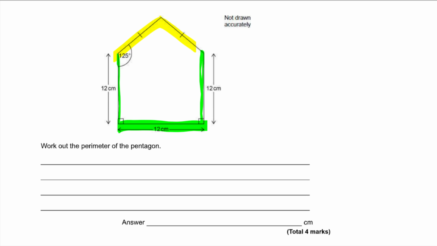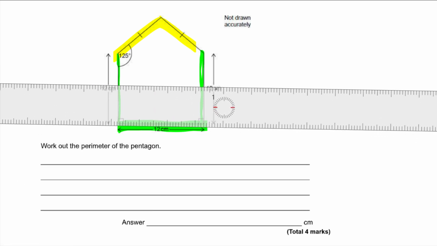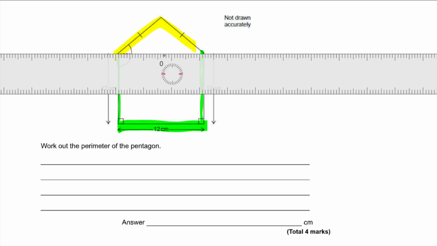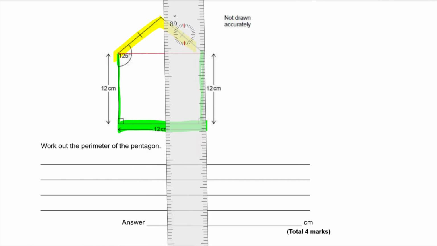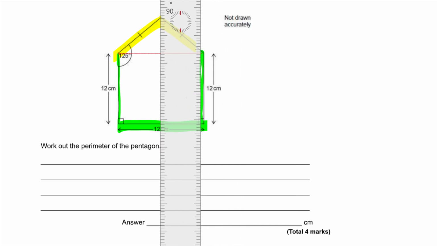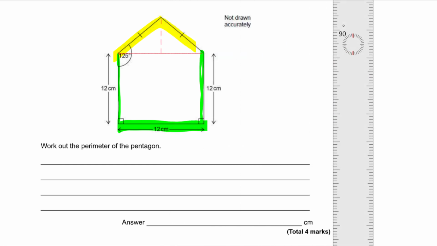And now in order to do that, we're going to add a few extra lines into my diagram. Okay, I'm going to make a line across here. And I'm also going to make a line going in this direction because I'm not sure that angle at the top, it looks quite right angle-ish, but it's not drawn accurately. And I'm not going to be fooled into thinking I can just make it a right angle. I need a right angle for trigonometry, so I'm going to add the right angle there.